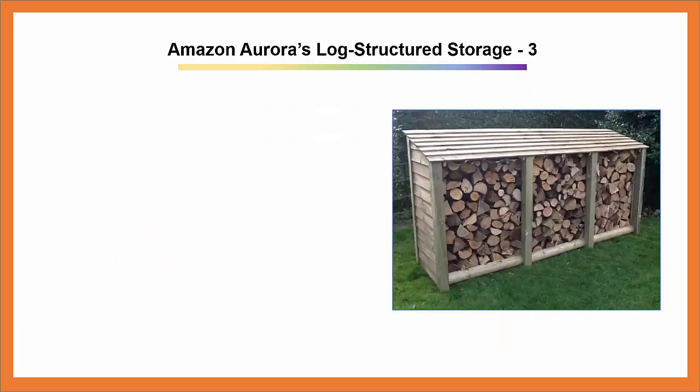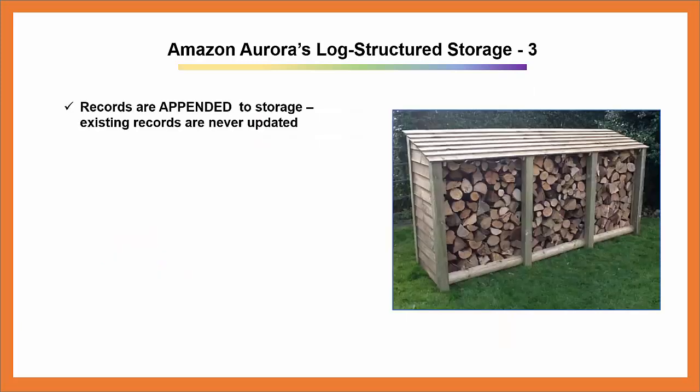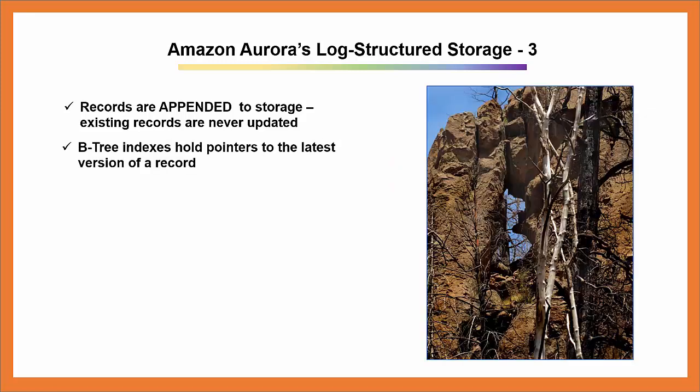So what is log structured storage? When data is written to storage, it's appended to the end, just like a log file. You don't actually update anything. It doesn't bother to find the particular place on disk to find where the original value is, look it up, and write it back to that page. B-tree indexes hold pointers to the latest version of a record. What happens is when you write a new block or segment of storage, you're going to update the pointers in the index to point to the newest version of it.